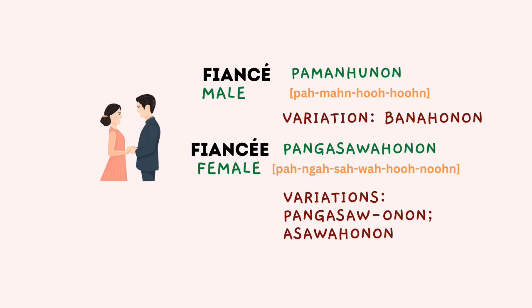Female, pangasawahonon. There are two variations: pangasawahonon or asawahonon. Asawa means your wife, but it is also acceptable to refer to the husband now. So asawahonon is the bride, the woman you're about to marry. So, fiancé, female, pangasawahonon.